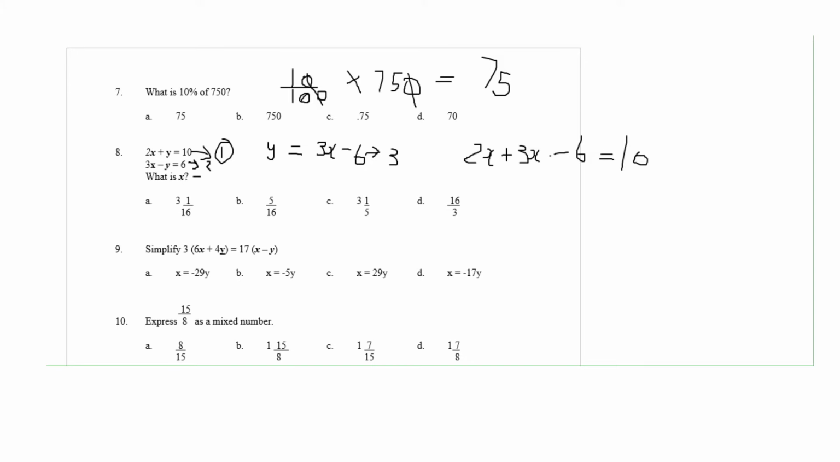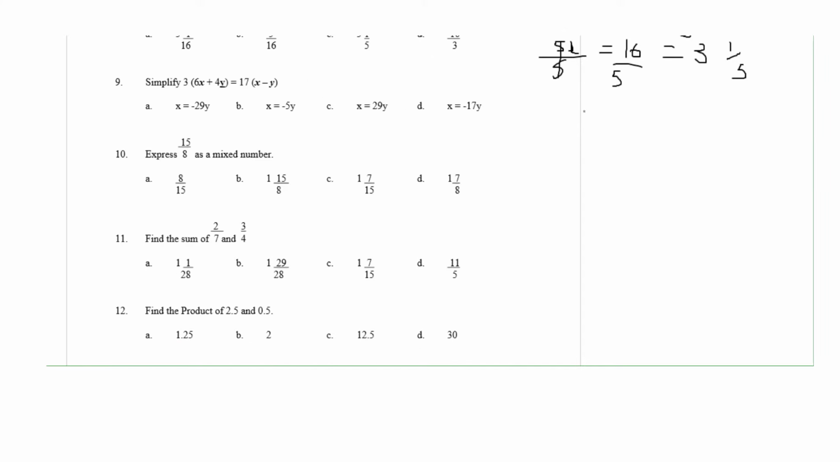So now we're going to bring over the negative 6. We get equals to 10 plus 6, and 2x plus 3x is 5x, and 10 plus 6 is 16, divided by, and we have the 5x here. To get the x by itself, we're going to divide each side by 5. So the answer is 16 over 5, and 16 over 5 as a mixed fraction is 3 and 1/5.